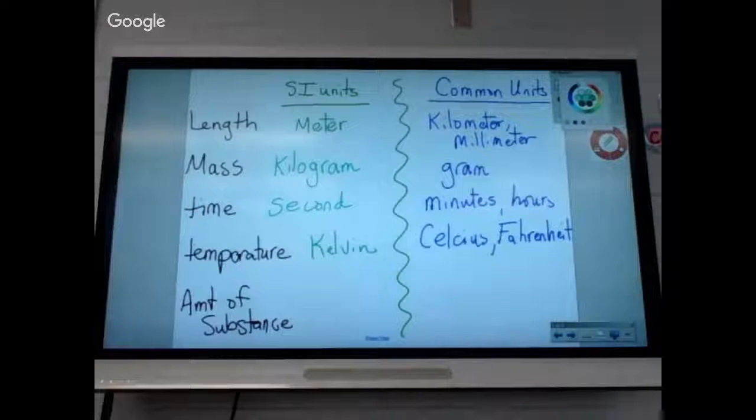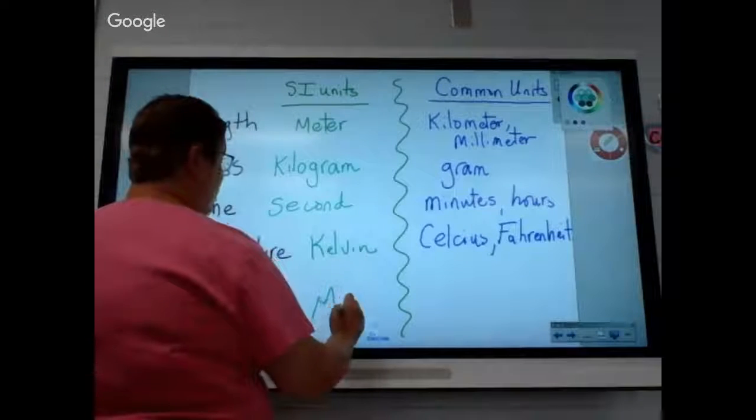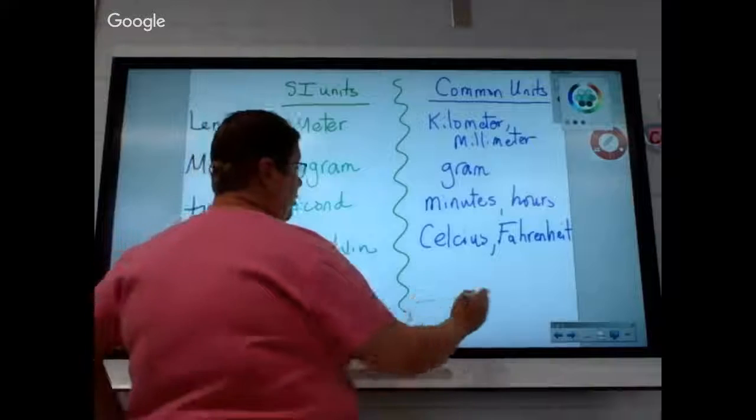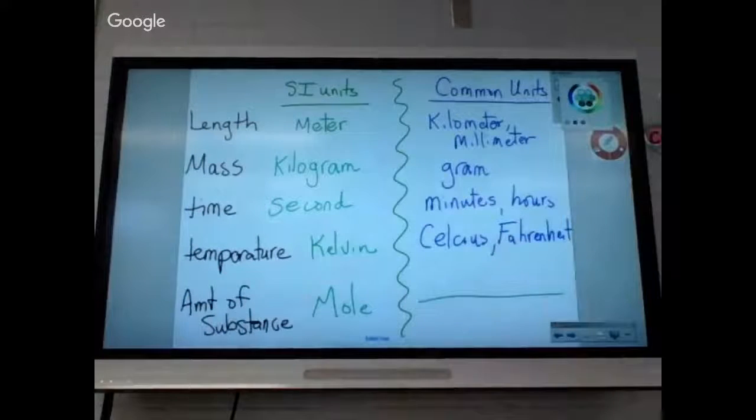All right, the amount of substance. I only had one person who knew this in the first period. This one's out there. You'd have to have somebody who taught you this one. Anybody know it? This one's the mole. And we will not do a common unit for this one at all. But we will spend a lot of time talking about the amount of substance in moles this semester, more than you ever wanted to know by January.